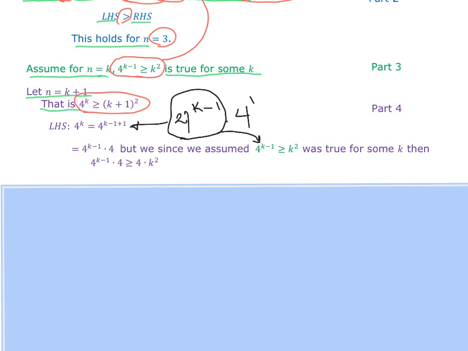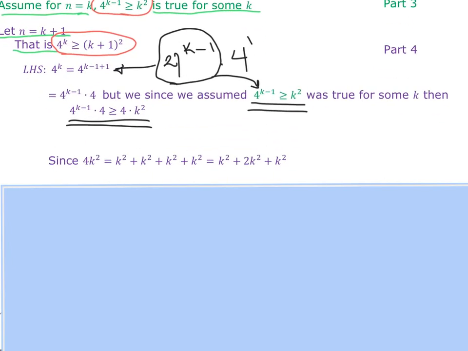And then, if I know that's true, if I take this part 3 and I multiply both sides by the number 4, I get this. That is going to hold true. And I'm using part 3 to get there. Okay?